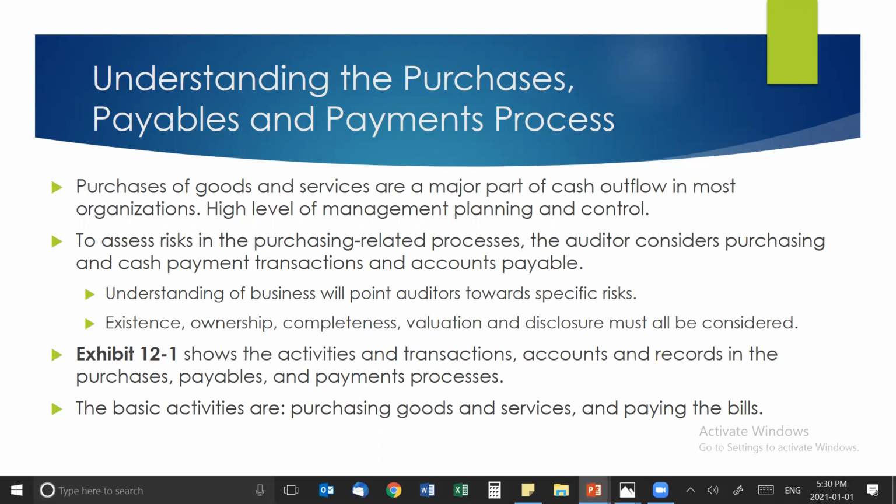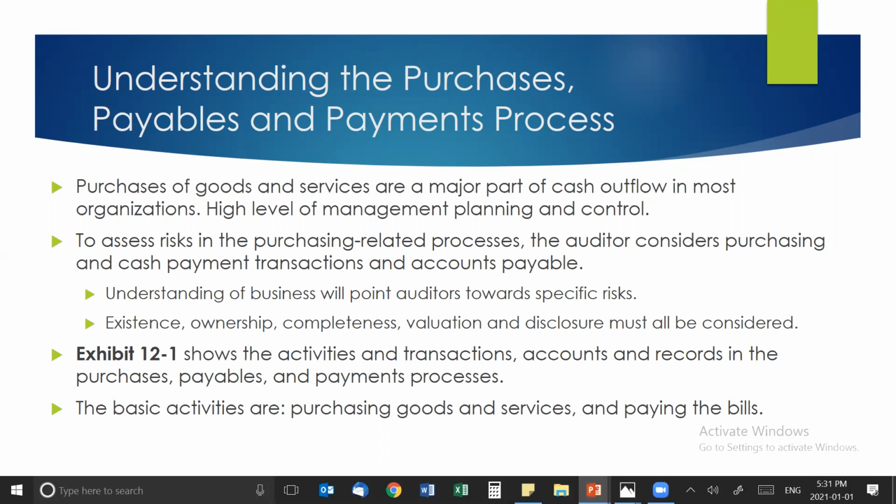So to assess the risks, the auditor has to figure out what the purchasing and cash payment transactions are and the accounts payable. So understanding the business and how things are purchased, and what the approvals and authorizations in place are, how the payments process works, and all that will help understand what the risks involved or the gaps in the process are. So existence, ownership, completeness, valuation, and disclosure must all be considered when figuring out if there is a risk that the payables aren't valued properly or they're not complete.